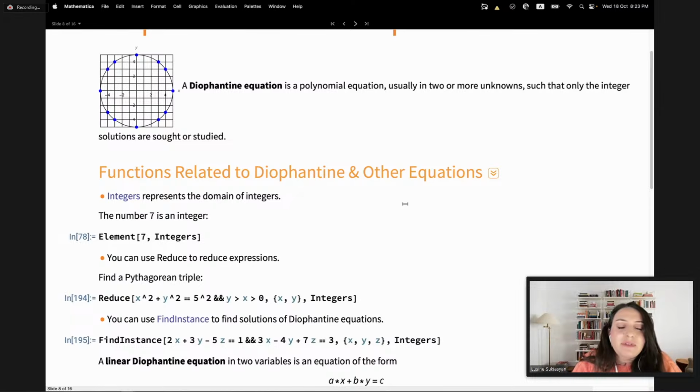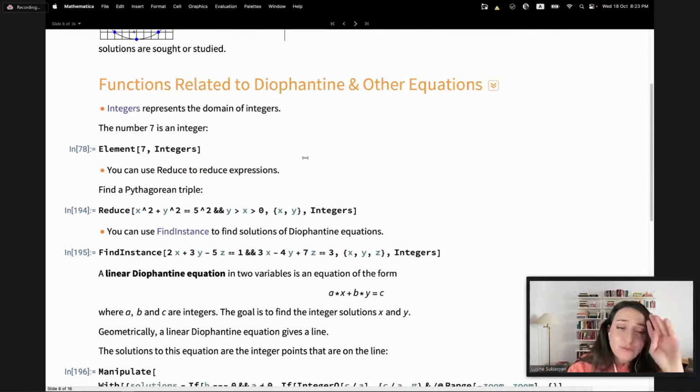And so here we don't have functions for Diophantine equations as such, we can only manipulate them using functions like, for example, Integers, right? It just represents the domain of integers because for our solutions, we want them to be integers. Like, for example, you can use it to check if the number 7 is an integer or not by simply doing this.